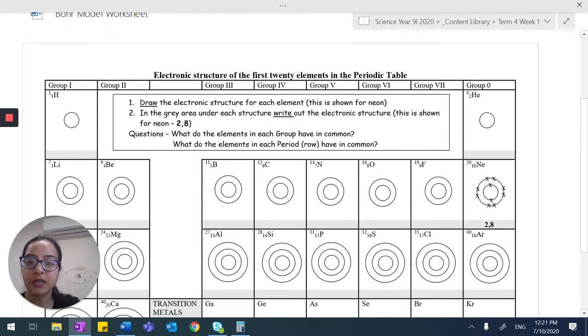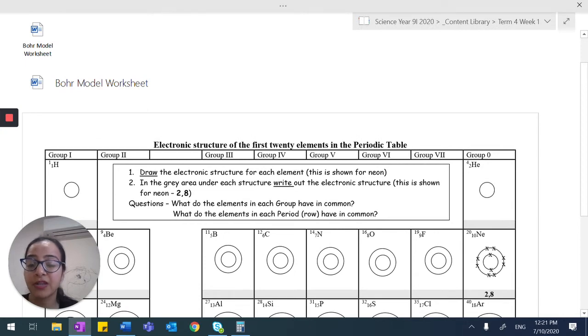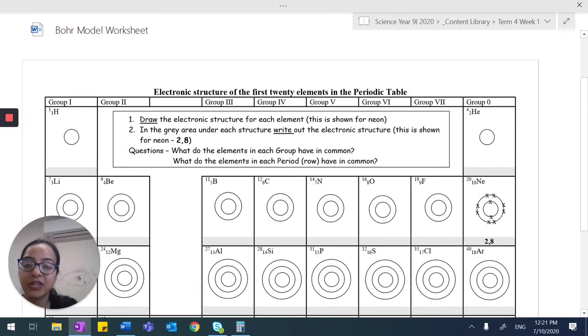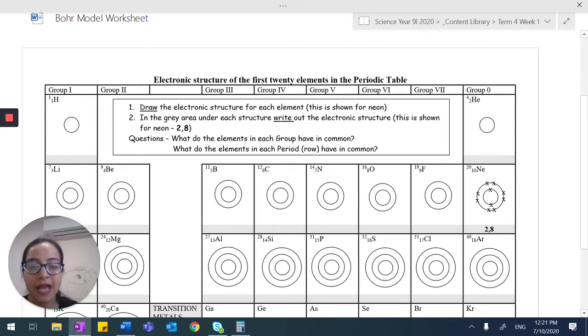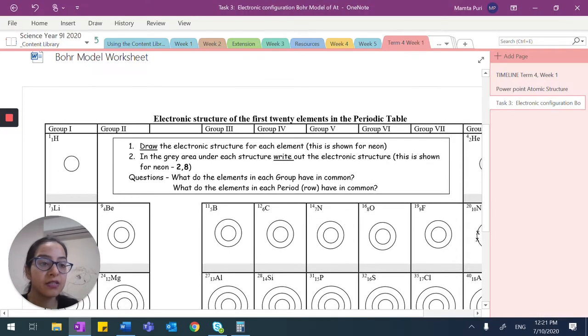You've asked me a question from this worksheet called Bohr Model Worksheet, which is task number 3 for this week. Your questions were, what do the elements in each group have in common and what do the elements in each period or row have in common? Before I answer, I need to stress one thing. We'll be doing the periodic table in much more detail next week. So if you still can't do this question this week after I finish, leave it for next week, okay? But let's start looking into what they're asking us.